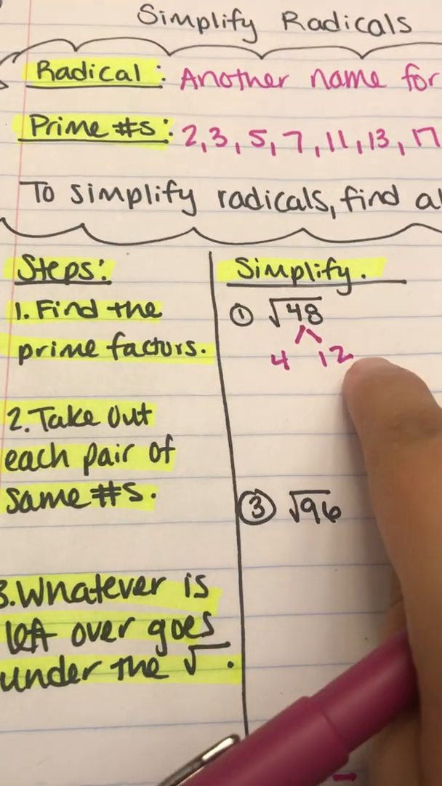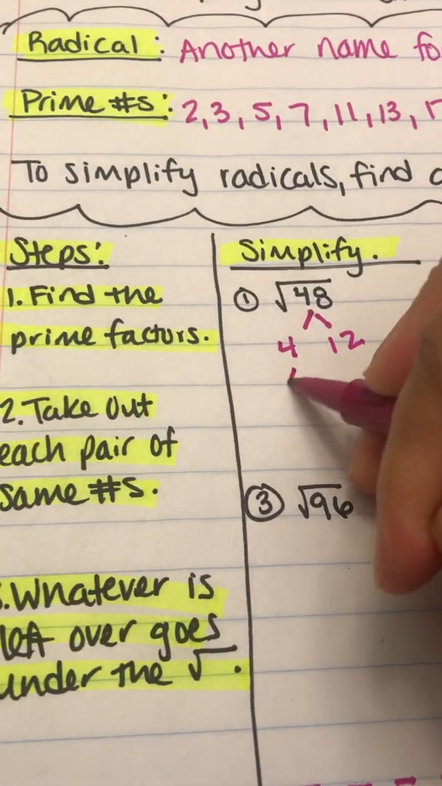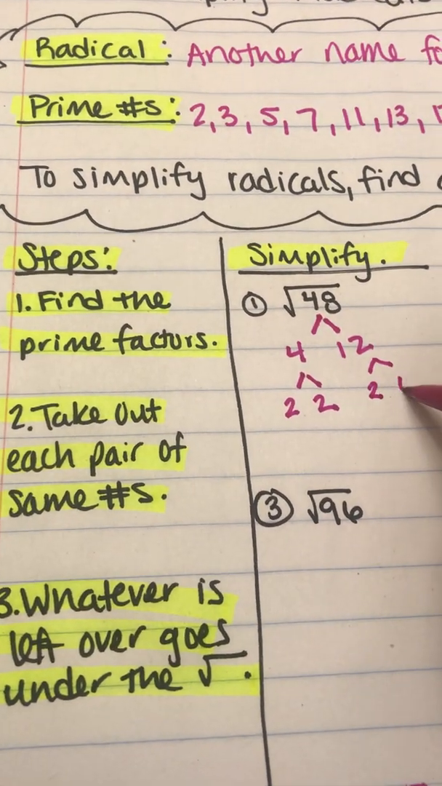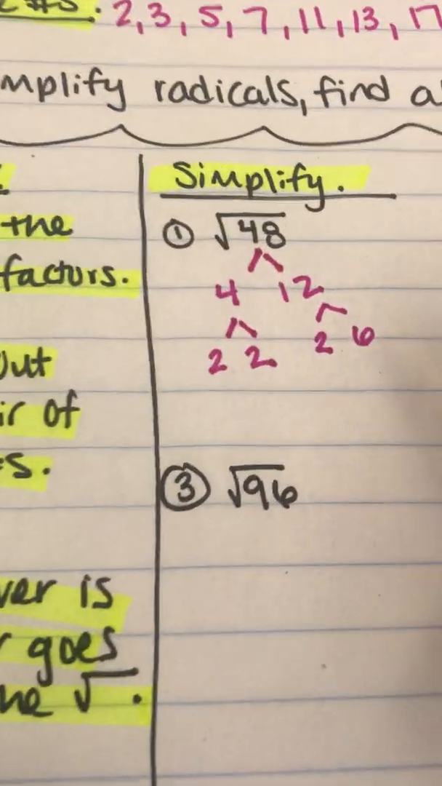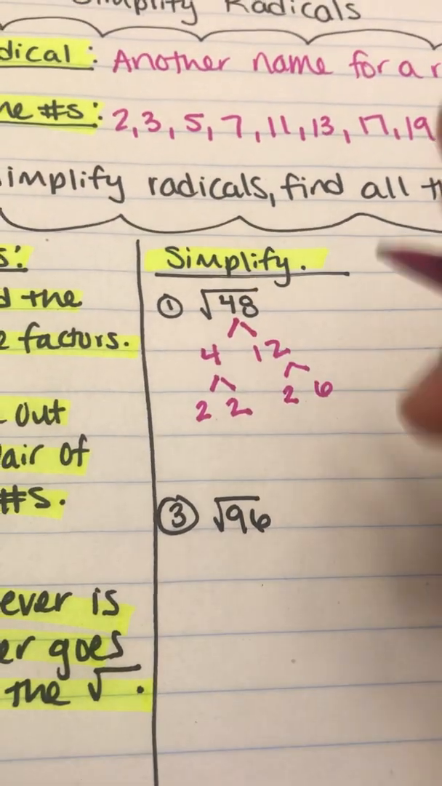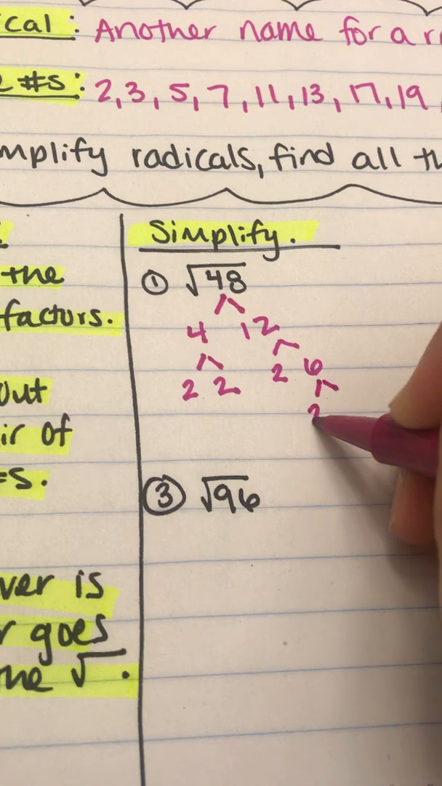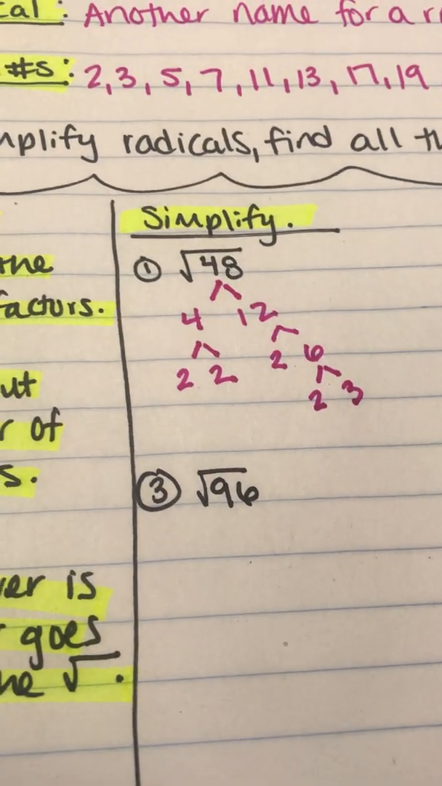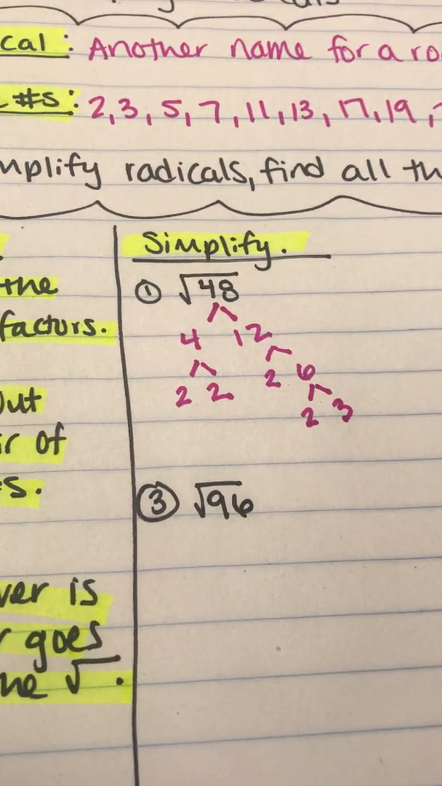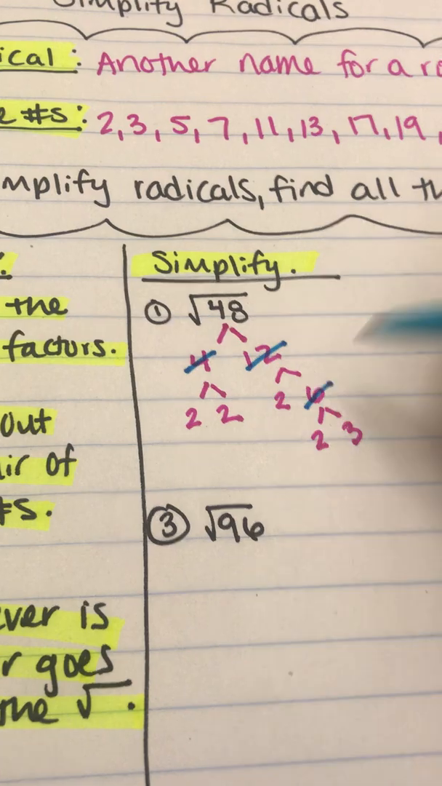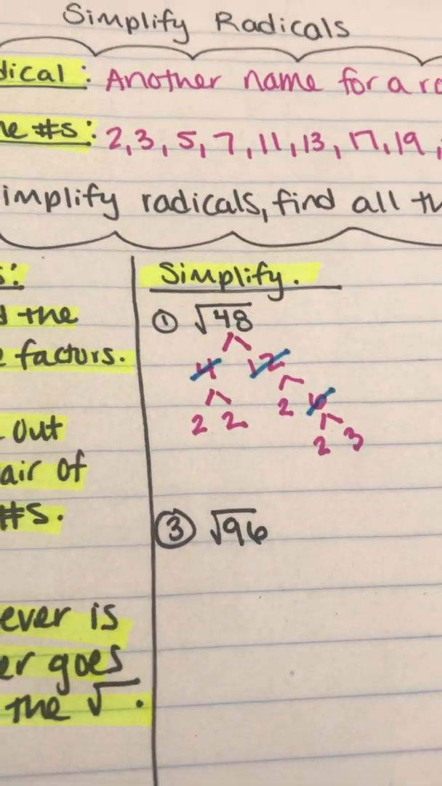Neither of these are prime, so we're going to break them down smaller. 4 can be 2 times 2. 12 can be 2 times 6. 2 is prime, so I'm going to leave it alone. But 6 is not prime, so I'm going to make it smaller. 6 can be 2 times 3. When you're looking at your little tree, you ignore the big numbers. You're only looking at the prime numbers. So here the 4, the 12, the 6 don't matter. It's just the numbers that are prime.